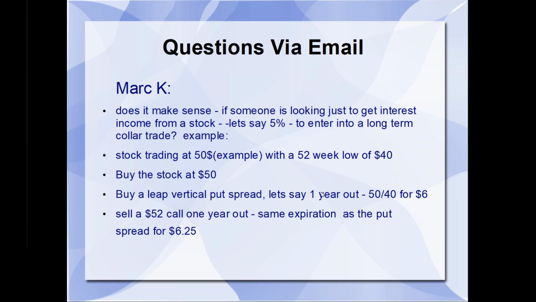So Mark says stock trading at 50 with a 52-week low of 40. Buy the stock at $50 per share. Buy a leap vertical put spread, let's say a 1 year out 50-40 for $6. So what does this mean? We are going to buy the 50 strike put 1 year out sort of as protection for the stock, and we're going to sell the 40 strike further out of the money, below the current stock price at 50, and it's going to cost a debit of $6. Okay, so it's a bear put debit spread with a cost of $6.